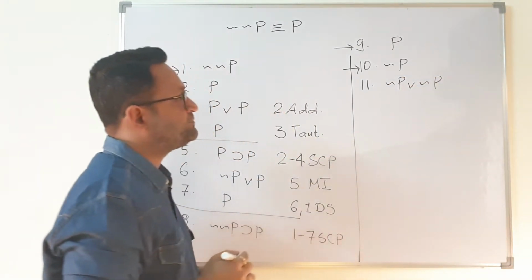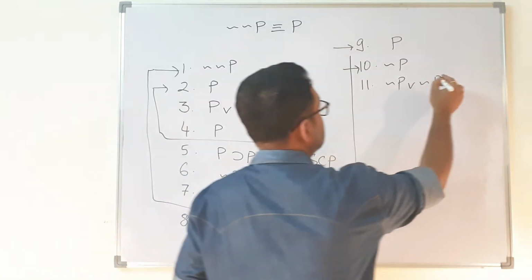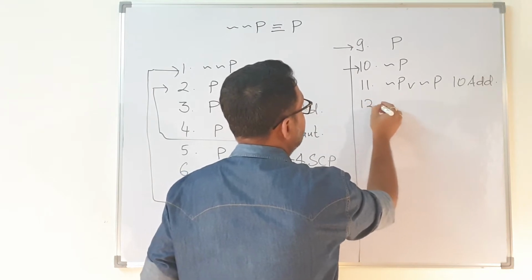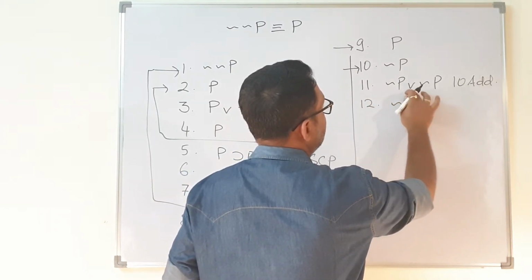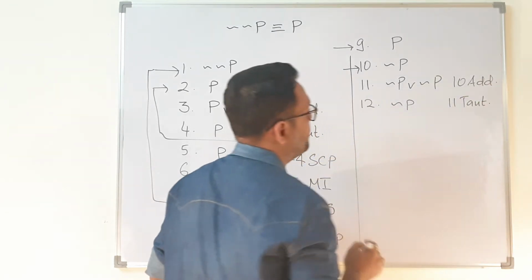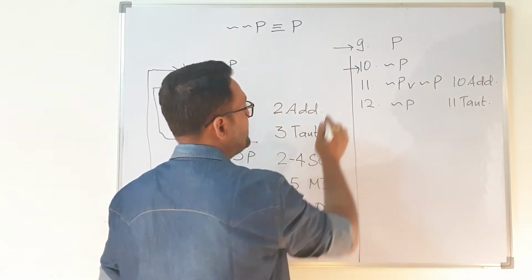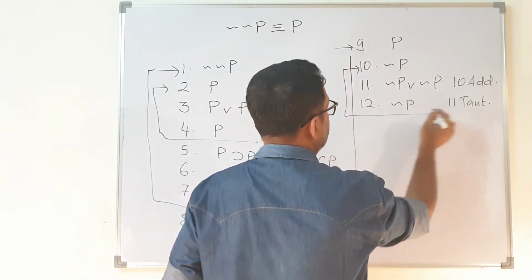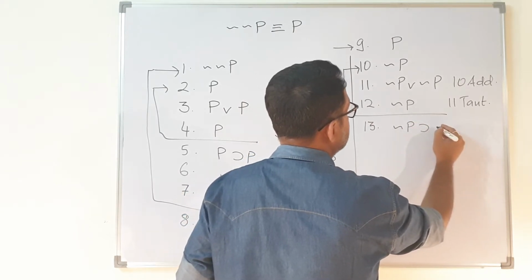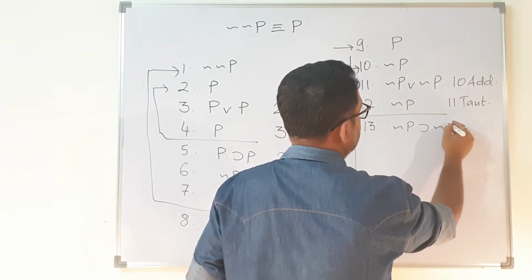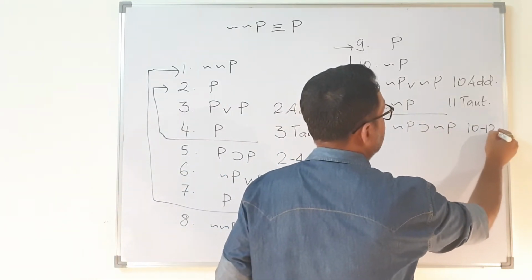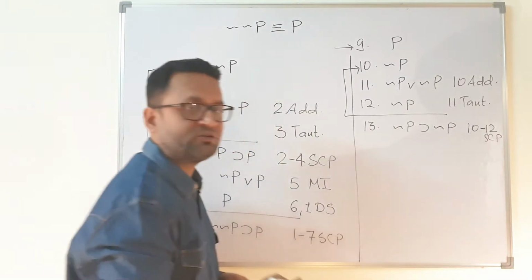And then this is 10 addition. So this is what I have done. And on 12, I take out negation P only by the help of tautology. So on 11, I have applied tautology and I have got this negation P. Now if I put a closure, let me see. If I put a closure here, what I will get? Negation P implies negation P, right? So this is what I will get from 10 to 12 SCP.